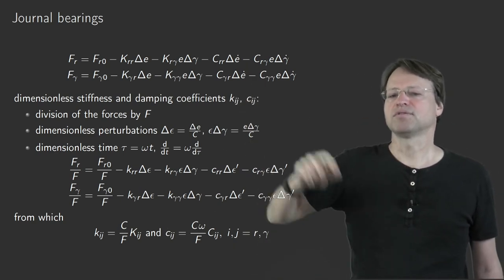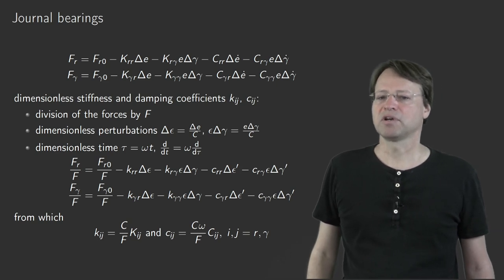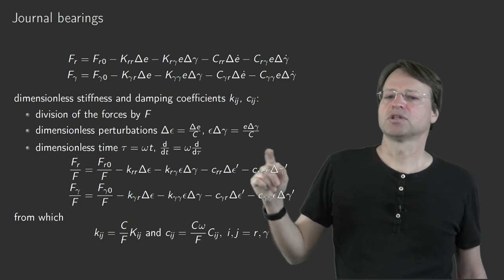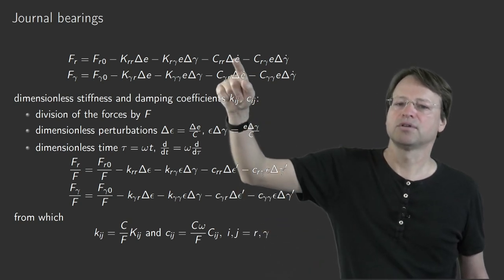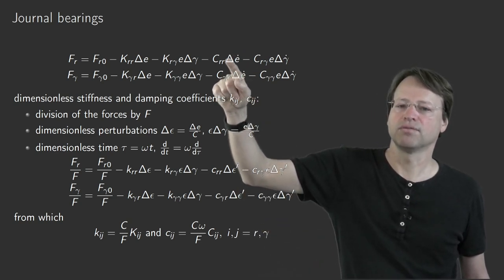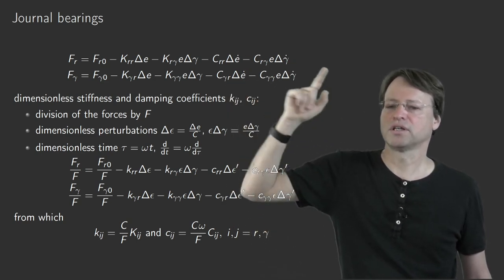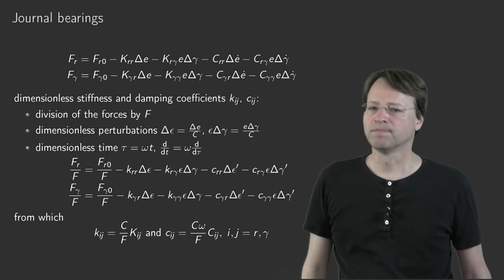There is a time derivative we have to take into account. So we have to replace the time derivative d by dt with a dimensionless time derivative in order to be able to make the comparison of the coefficients of this equation with that equation, so the dimensional equation with the dimensionless equation.